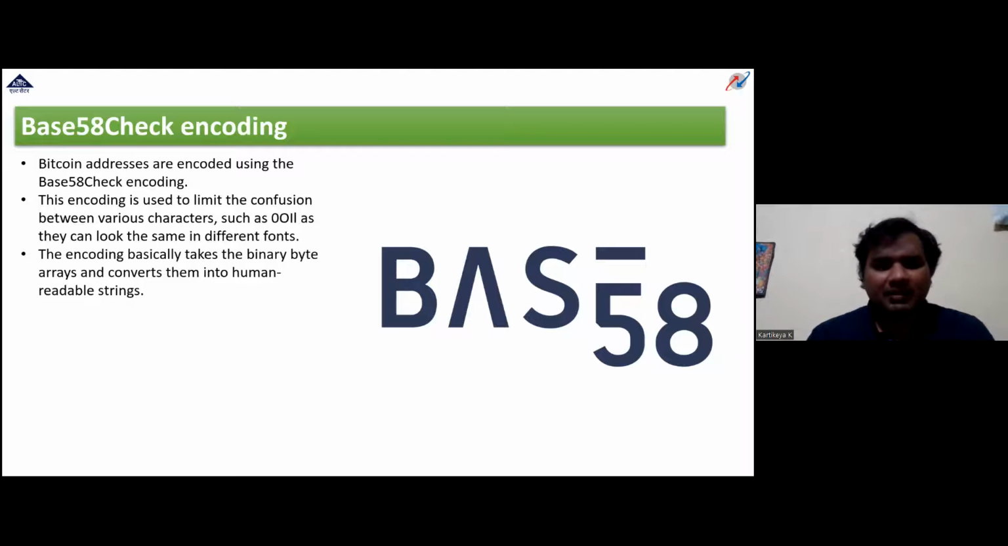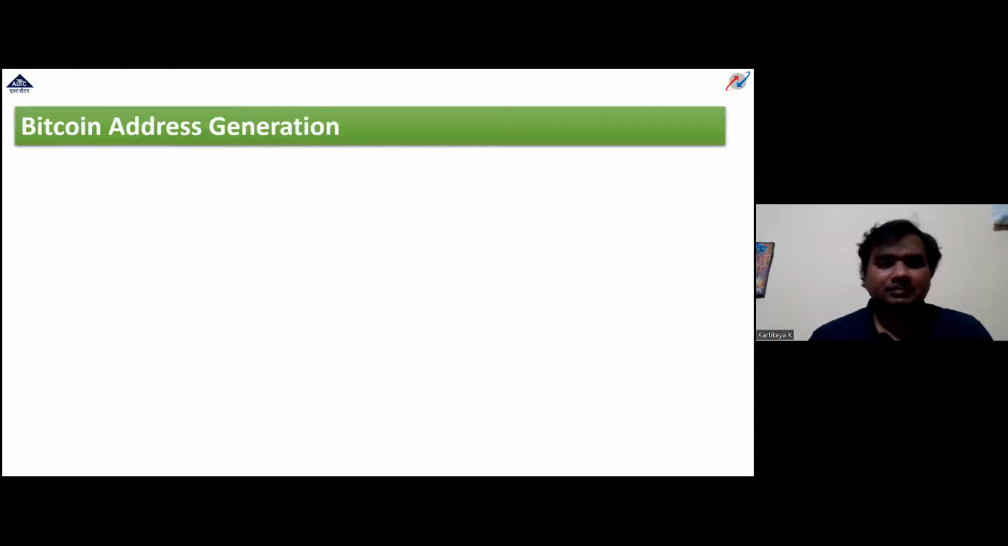This encoding basically takes binary byte arrays and converts them into human readable strings. The string is composed by utilizing a set of 58 alphanumeric symbols.